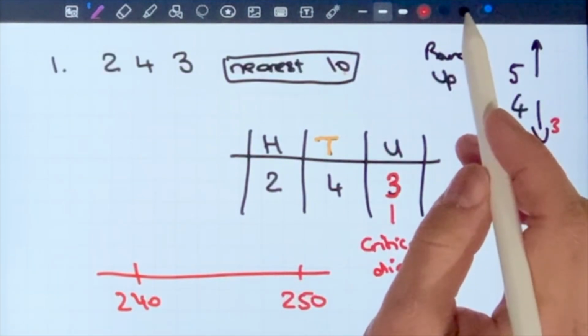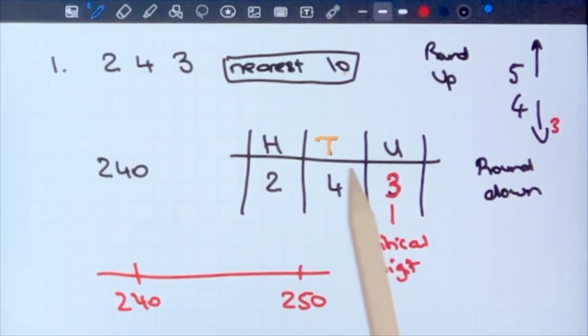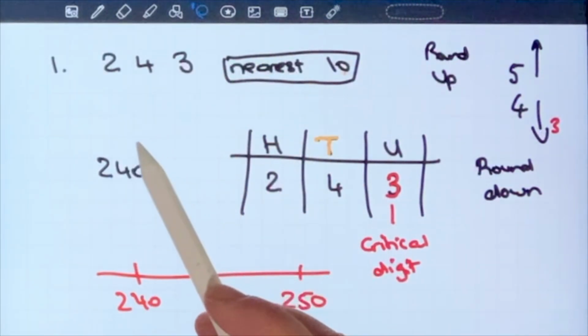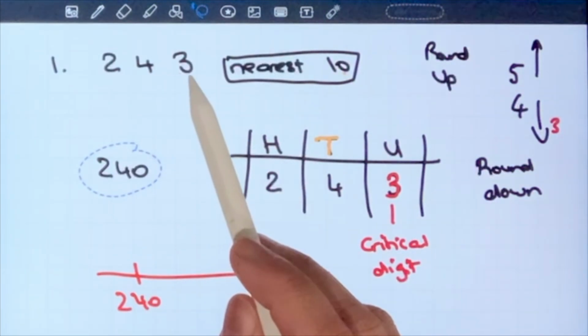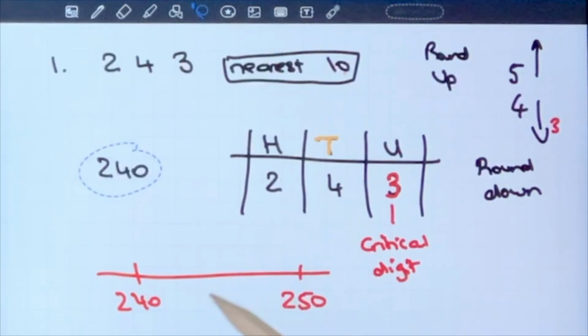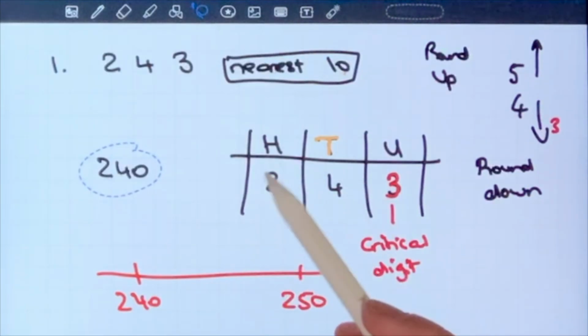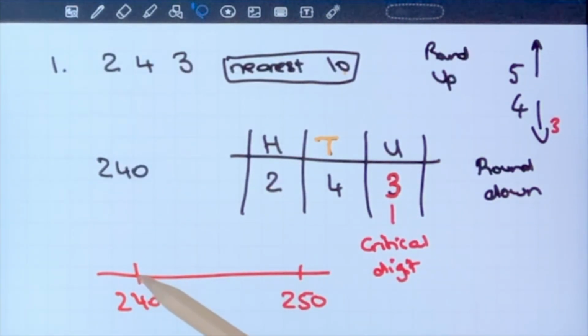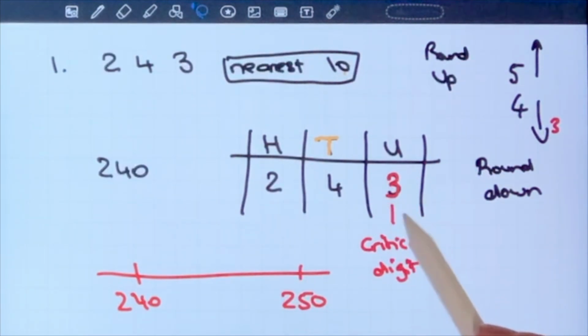is then 240. So what does this actually mean? All we are saying when we're rounding 243 to the nearest 10 is that on a number line we are saying that the number 243 is a lot closer to 240 than it is to 250. We are saying that we're not overly concerned with the 3.